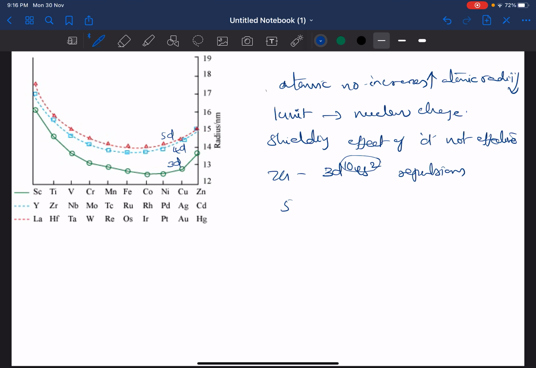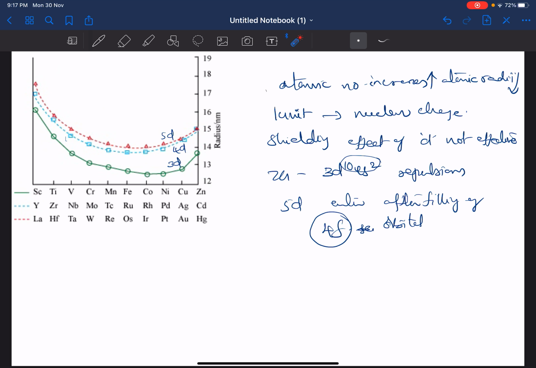In the 5d series, the 5d electron enters after the filling of the 4f orbital. Due to the poor shielding effect of the 4f orbital, the atomic radius decreases. So they have a similar atomic radius between the 4d and 5d series. That is the reason for the similar atomic radius of the 4d and 5d series.